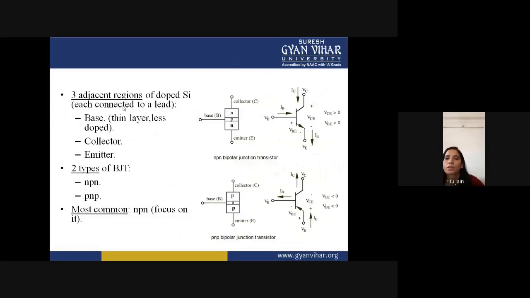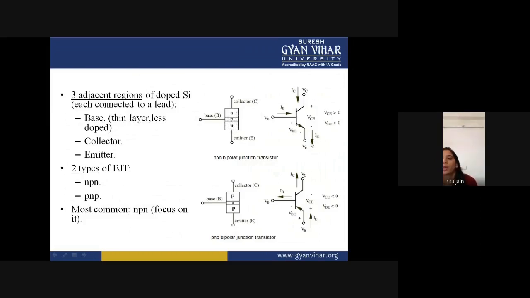The collector collects the electrons which are coming through the emitter, and the emitter emits the electrons. As the name indicates, the collector collects and the emitter emits electrons, and the base is basically used for controlling the output and input signals. It is a very small or thin layer which is lightly doped, the highly doped layer is the emitter, and the moderately doped layer is the collector.